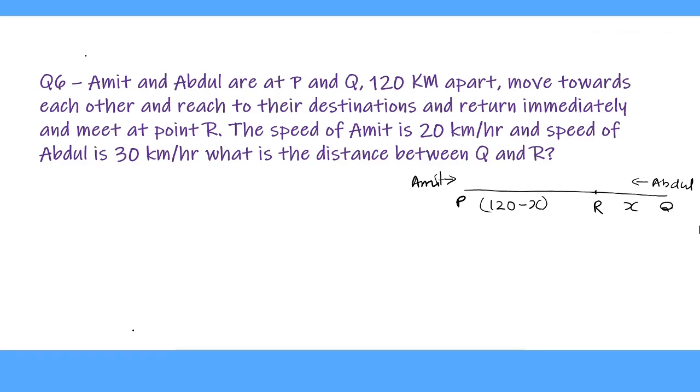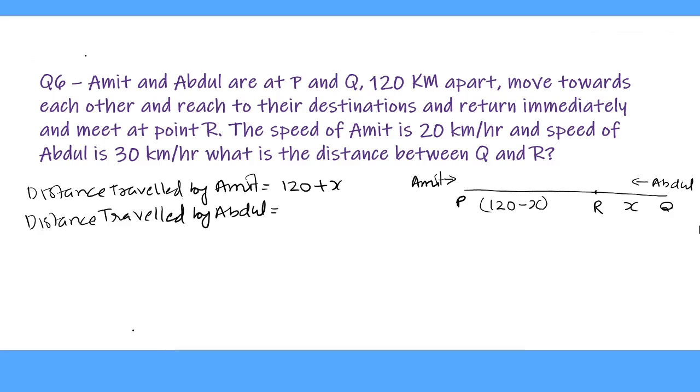So we solve like this. The distance traveled by Amit is 120 plus x. Abdul has traveled 120 plus 120 minus x, as the distance between P and R is 120 minus x. So Abdul has traveled 120 from Q to P plus P to R, which is 120 minus x.